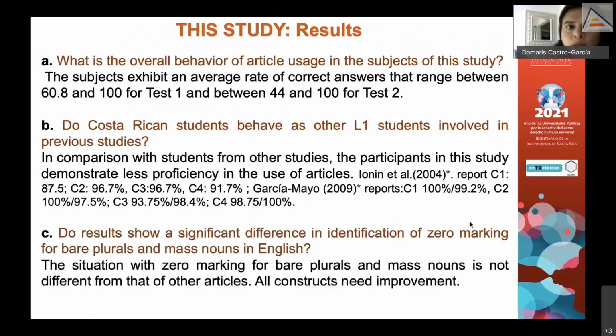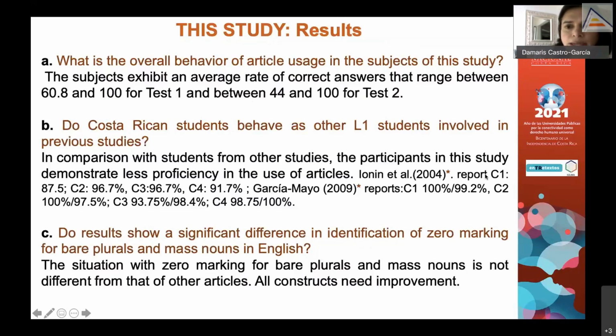So in general, what we find is that the subjects exhibit an average rate of correct answers that ranges between 60.8 and 100 for test one and 44 and 100 for test two. So some of the students went down in the number of correct items in the second test. And also we find, like I said before, that compared with previous studies, these students are getting a much lower percentage of correct items. So we have been analyzing different possibilities. Like I said, we range between 60 and 100.